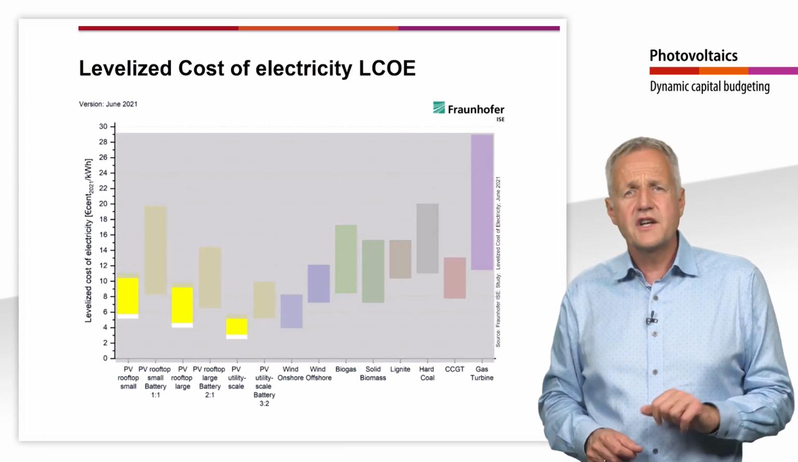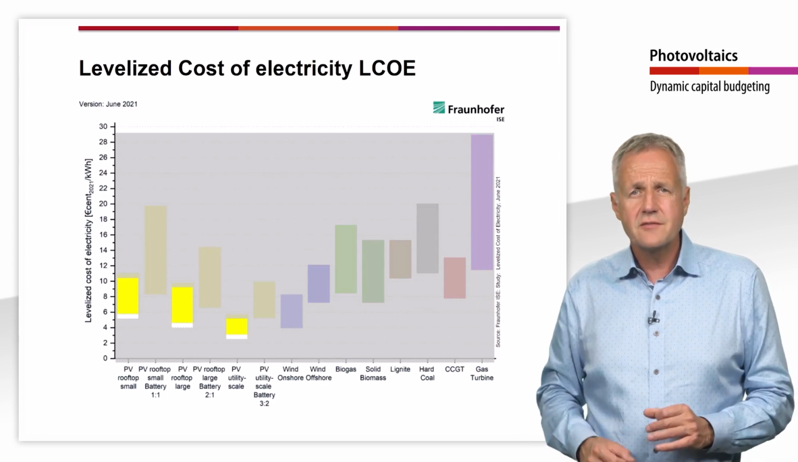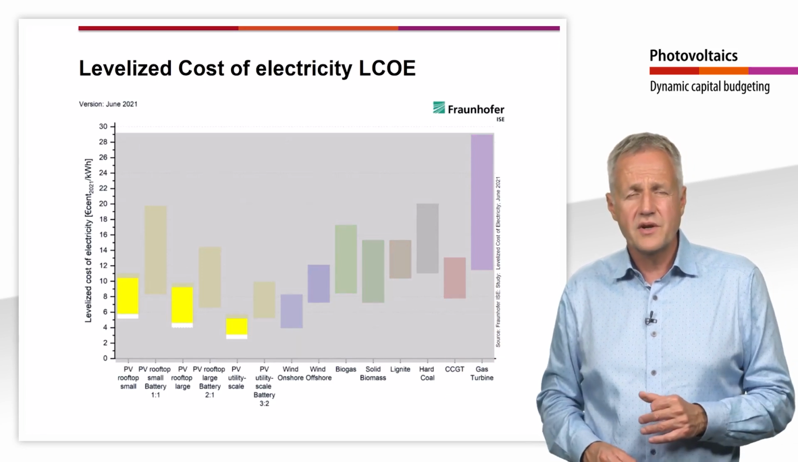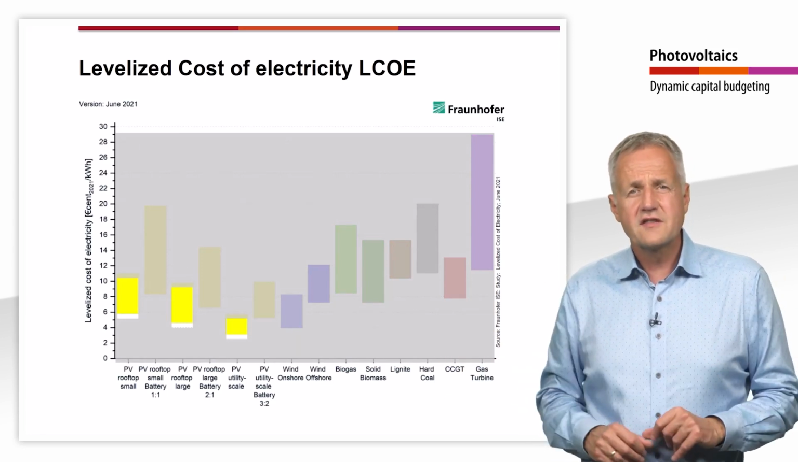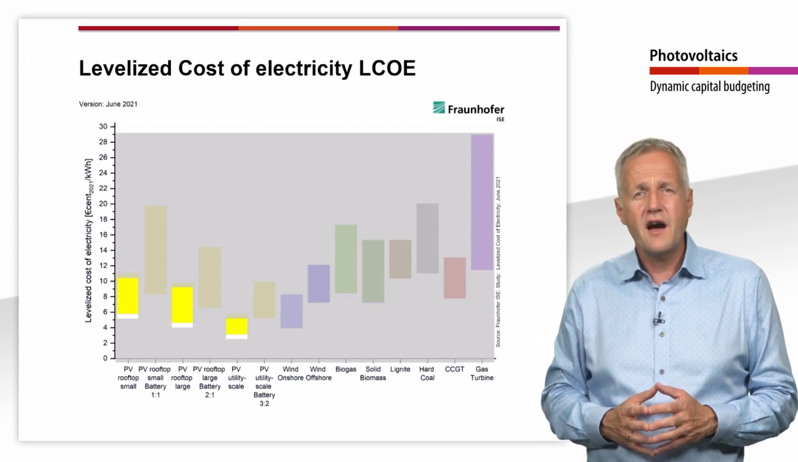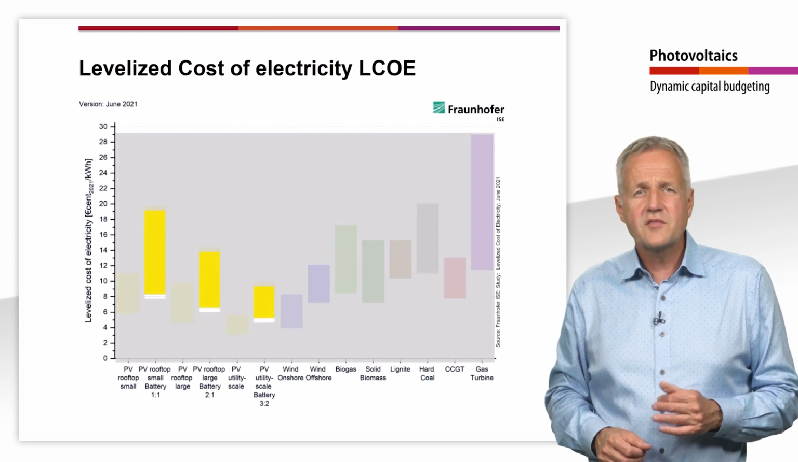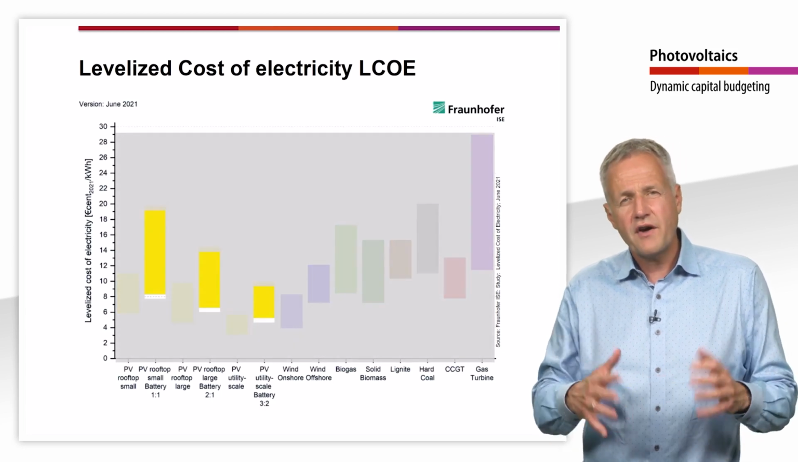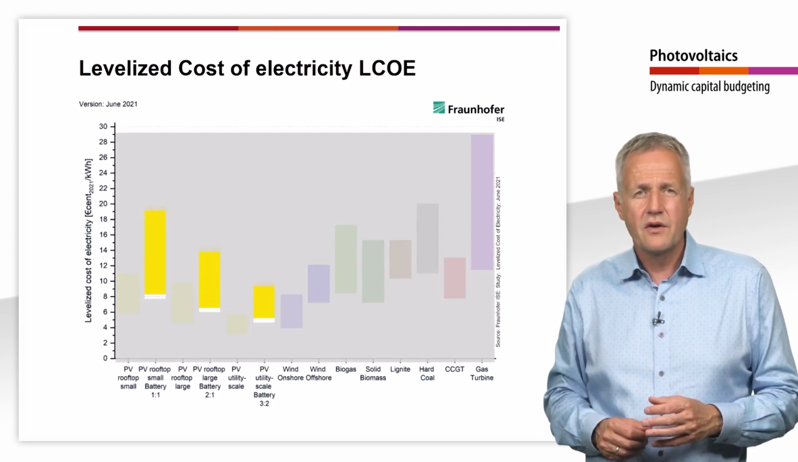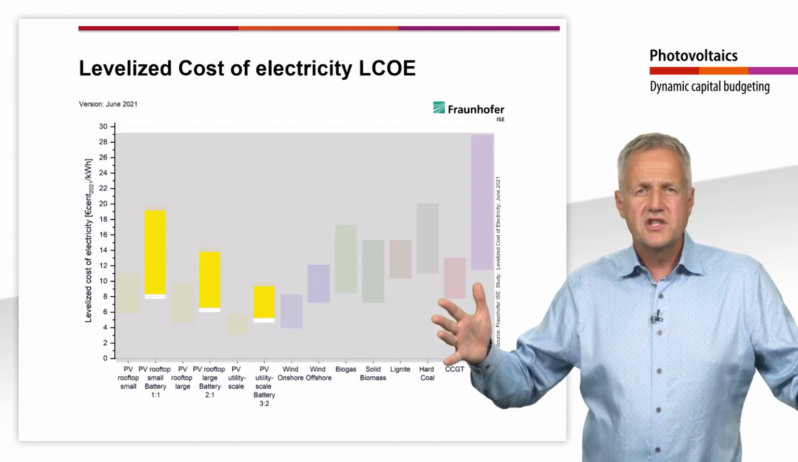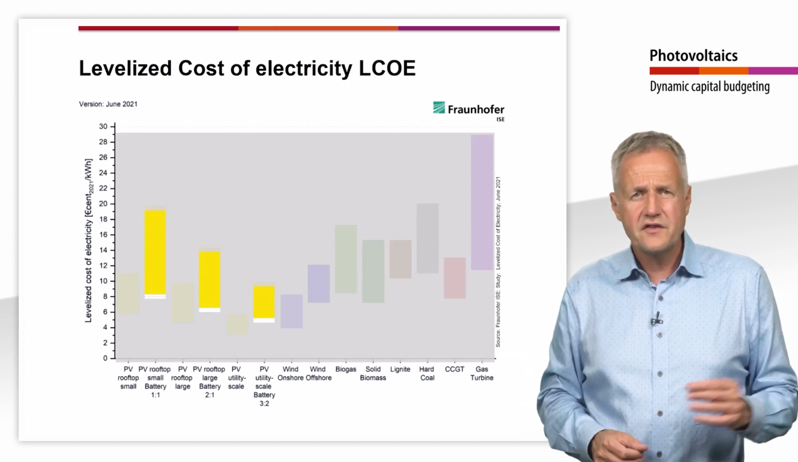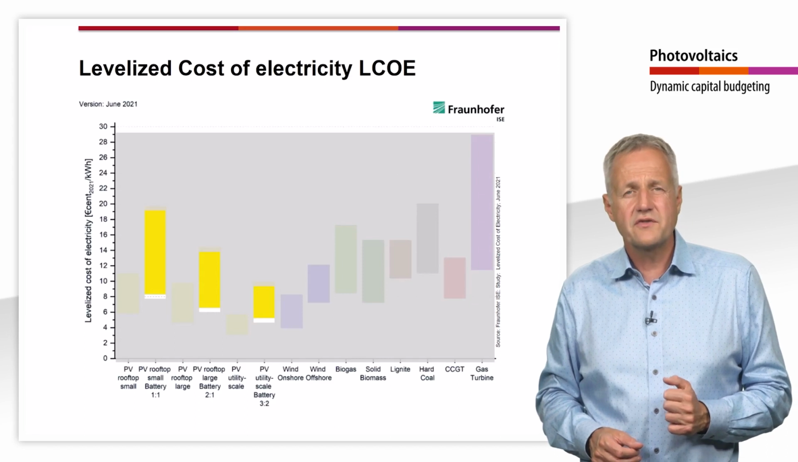The lowest values are achieved by large ground-mounted systems in the solar-rich south of Germany. Small rooftop systems in northern Germany have the highest LCOE. For photovoltaic storage systems, the LCOE ranges between 5 and 20 cents per kilowatt hour. The wide range here is mainly due to the high cost differences between the different battery systems.